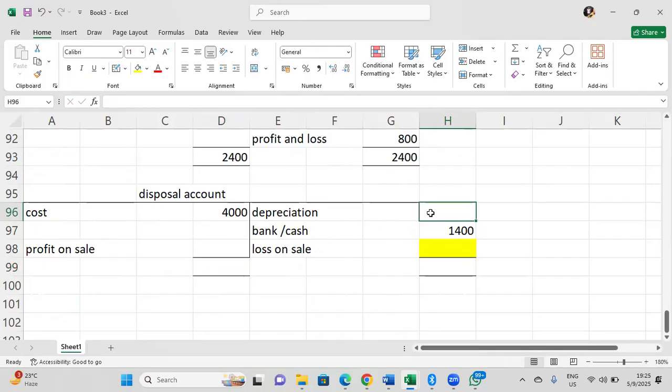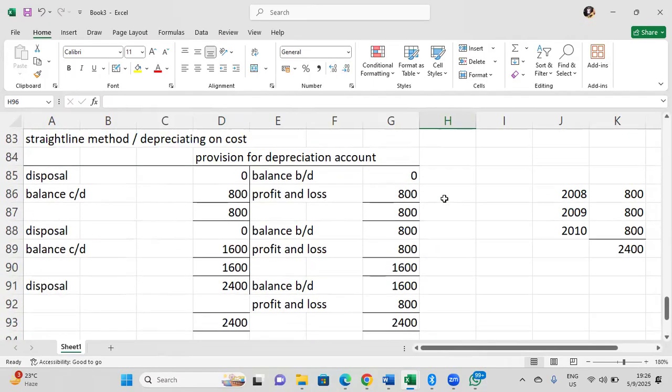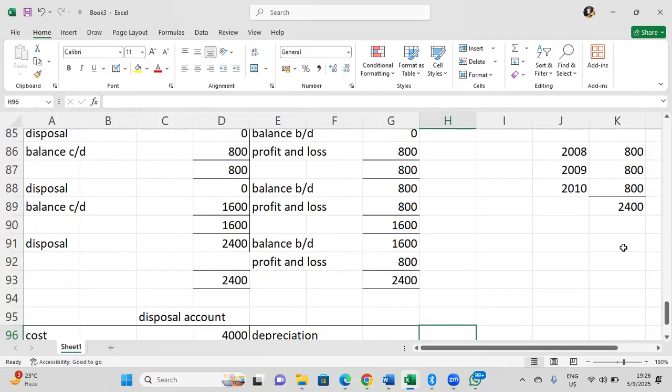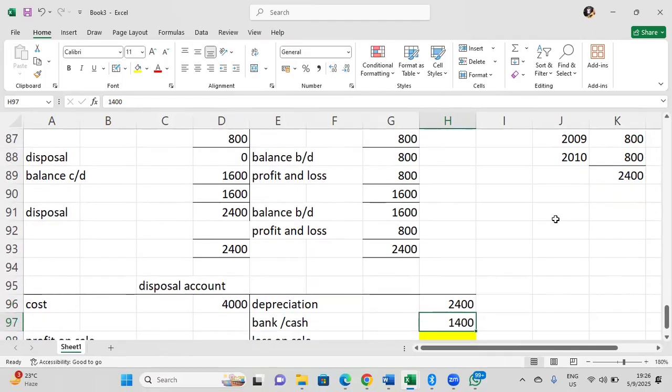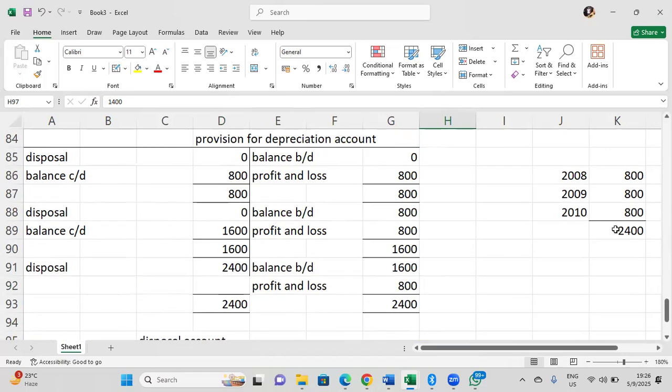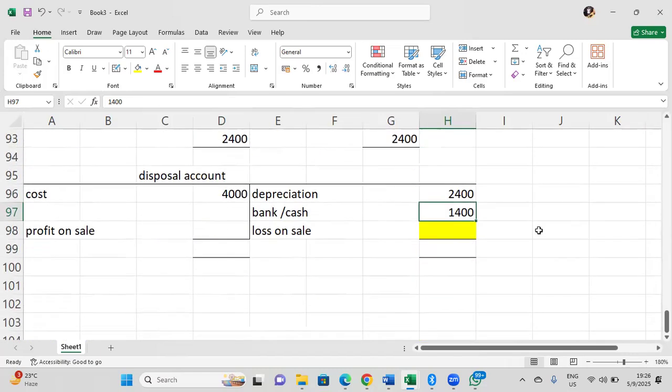Then the depreciation is the total depreciation of the asset from the day it was bought. The depreciation depends now on whether we used the straight line or the reducing balance. So if using the straight line method, the total of the depreciation is what we would put here. So if it is the straight line, we would take that 2.4.